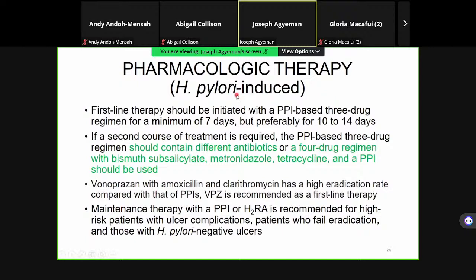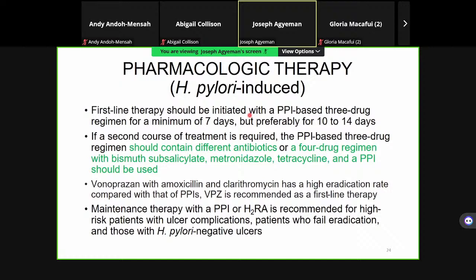So now, first line, especially in Ghana. If it is H. pylori induced, then the target is to use the triple therapy regimen. What is this triple therapy regimen? This contains an anti-secretory agent, for example a PPI, in combination with 2 antibiotics that are active against H. pylori. Normally in Ghana, the trend is we have 3 antibiotics: amoxicillin, metronidazole, and clarithromycin.